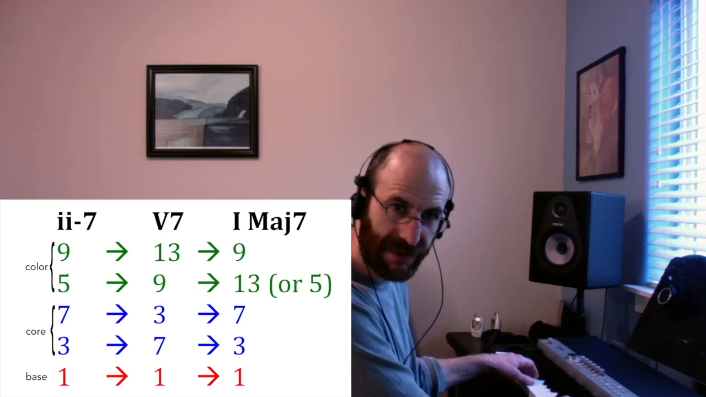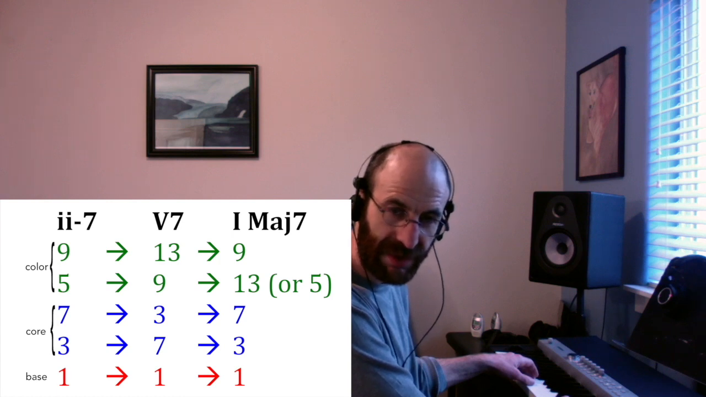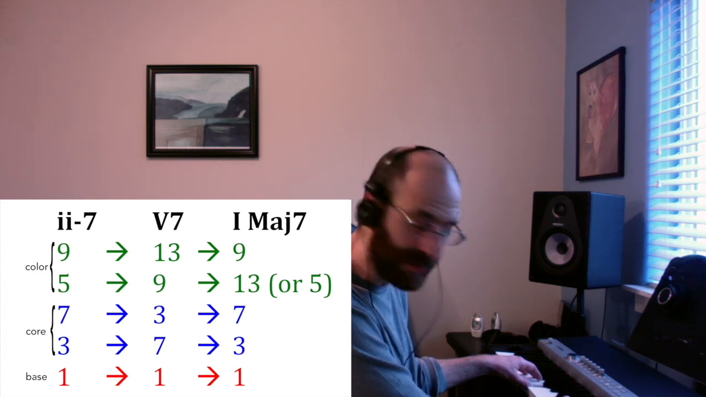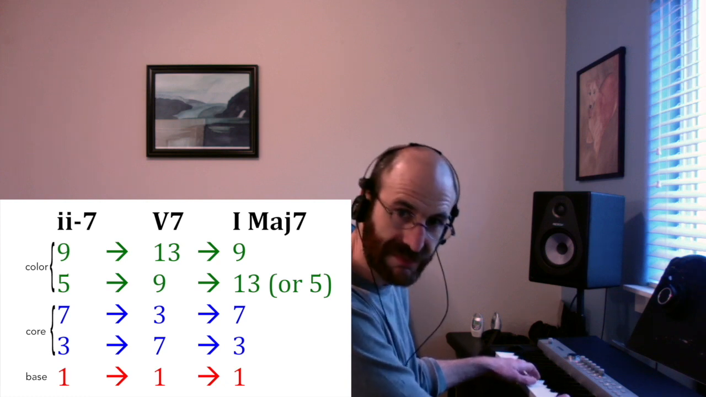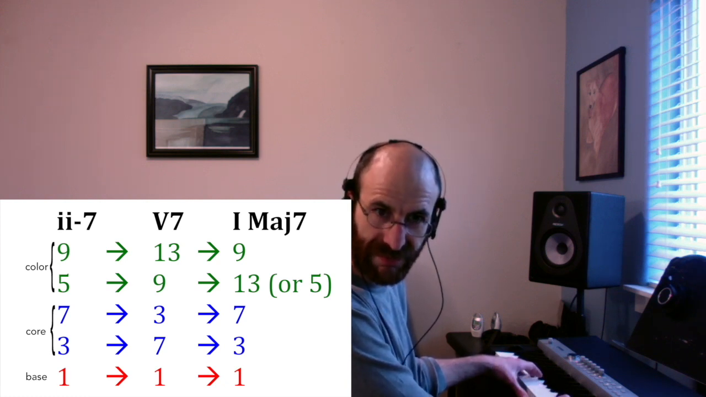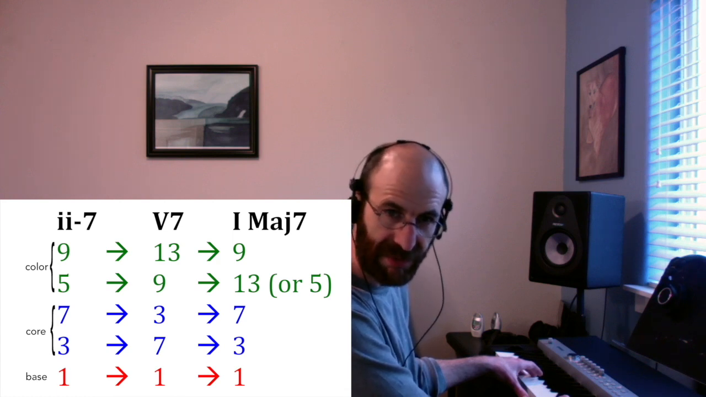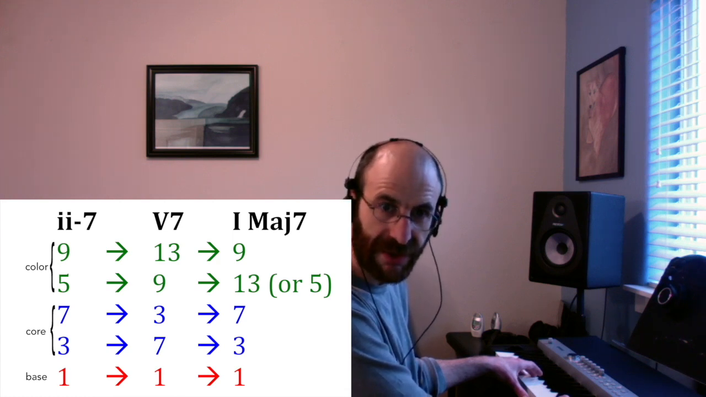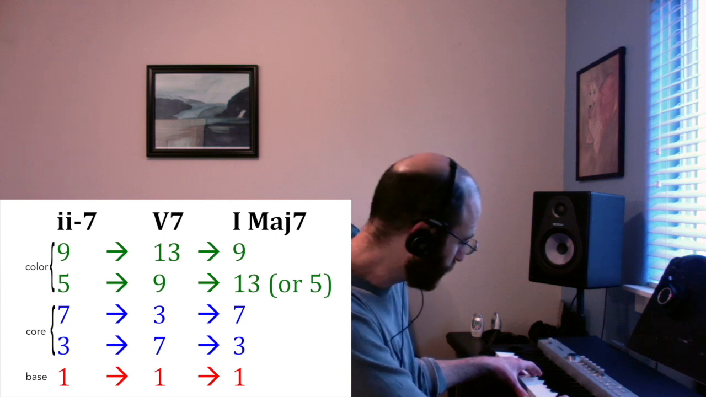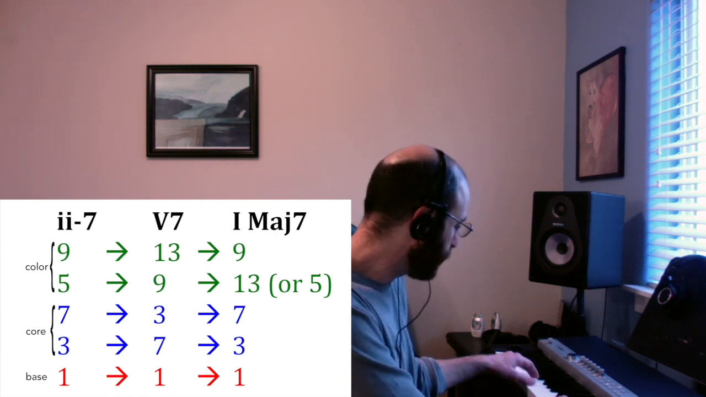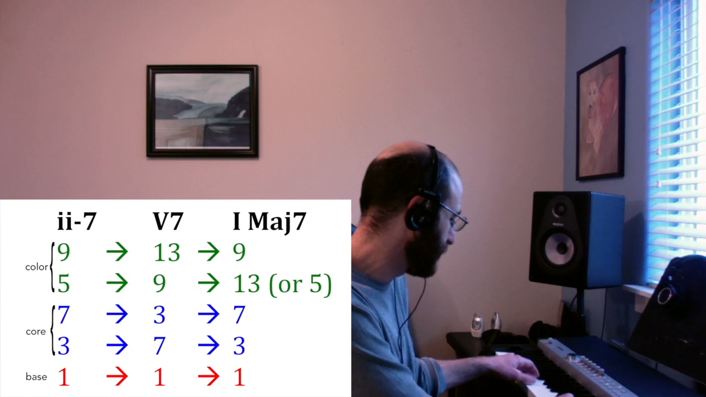They voice lead where the fifth becomes the ninth, and the ninth becomes the 13th. And then to the one chord, the ninth becomes the 13th, and the 13th becomes the ninth. And we also have that similar interchange between the sevenths and thirds. So the seventh becomes the third, becomes the seventh. Third becomes the seventh, becomes the third. So putting it all together, it sounds like this.